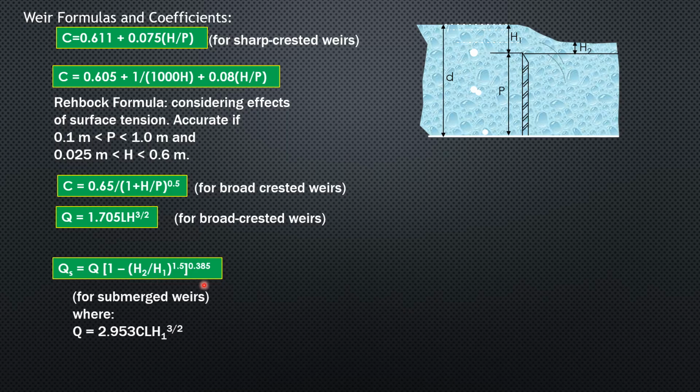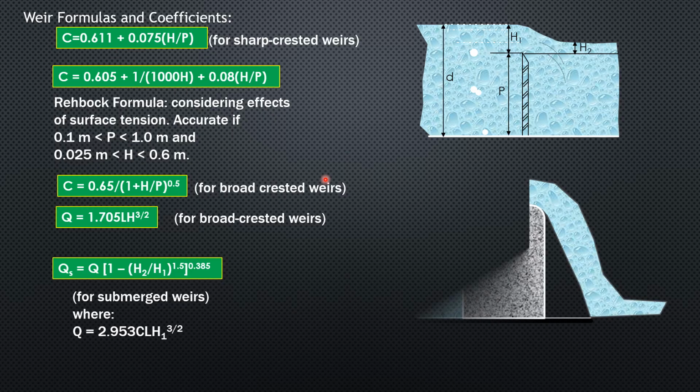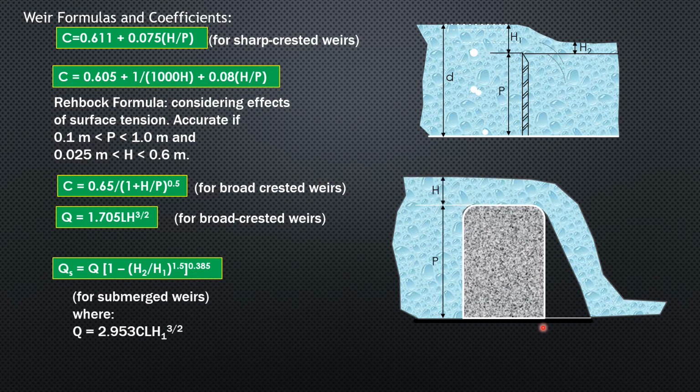So from this formula here. But in most cases, C is given unless otherwise, because these are empirical formulas, difficult to memorize. But you have to memorize, of course. It might not be given and you're asked to use Rehbock formula, or for this C here for sharp crested weirs. Then this is the broad crested weir, just like the crest of a dam. So that's it for broad crested weirs.